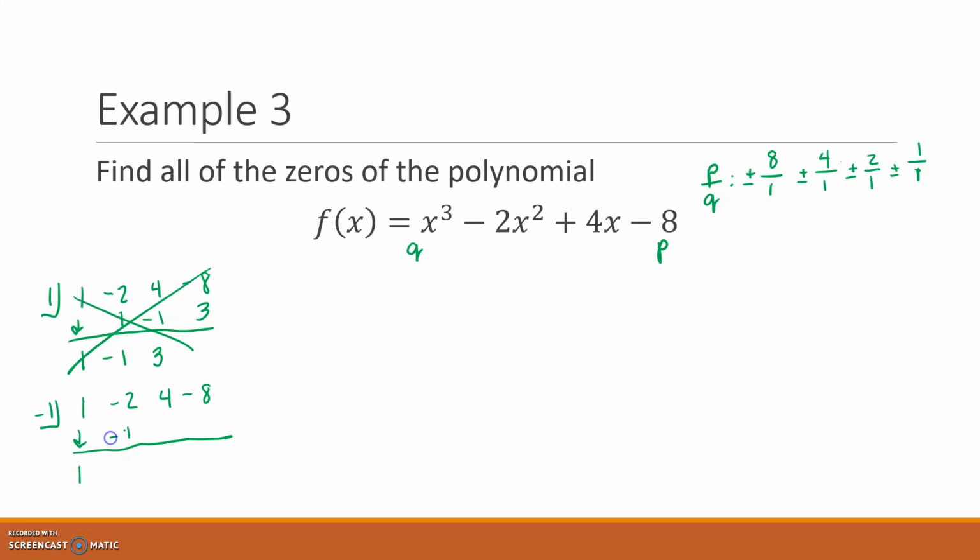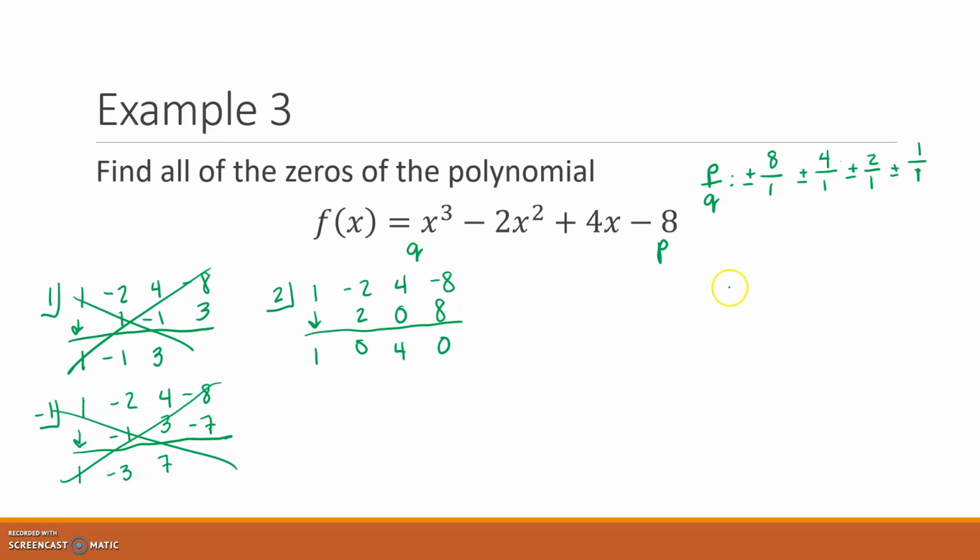So 1, -1, -3, positive 3, 7, negative 7. All right, so there I've tried 1, I've tried -1. You try some others and see which one of these works for our solution. If you plug in 2, you would get 1, -2, 4, and -8. So 0, 4, 8, and this would be our real root. So we would have x equals 2.